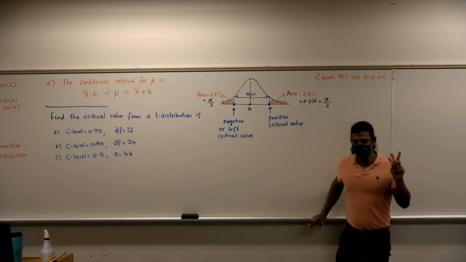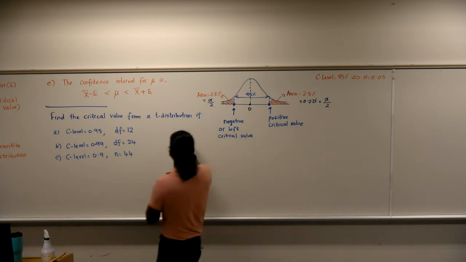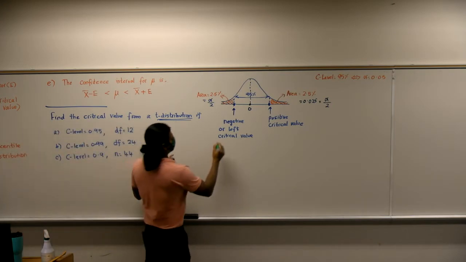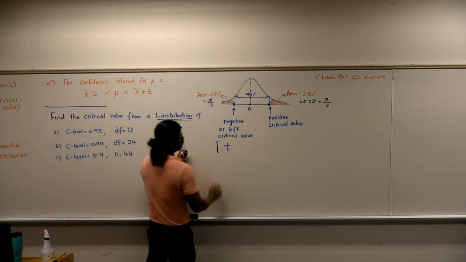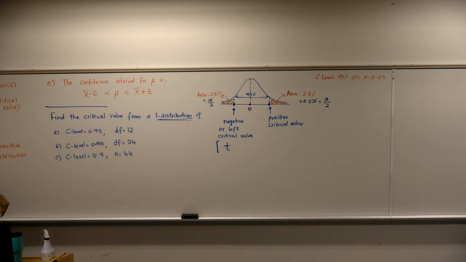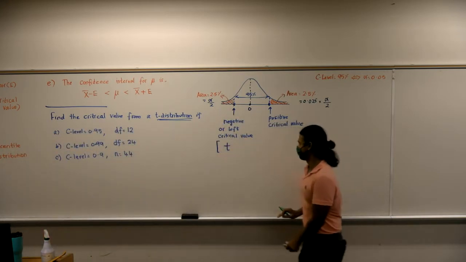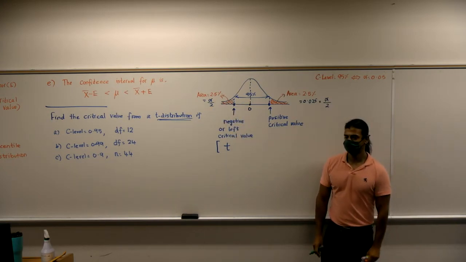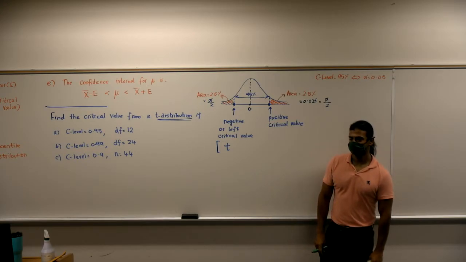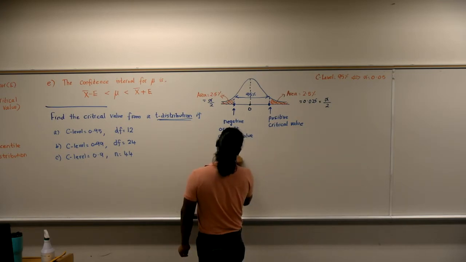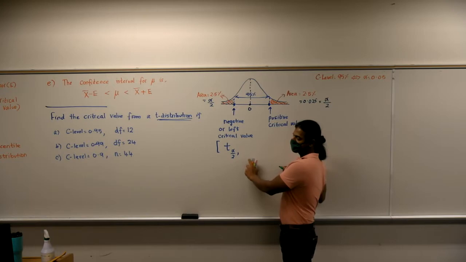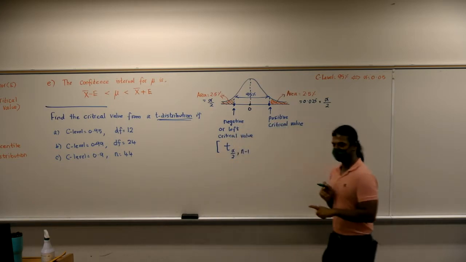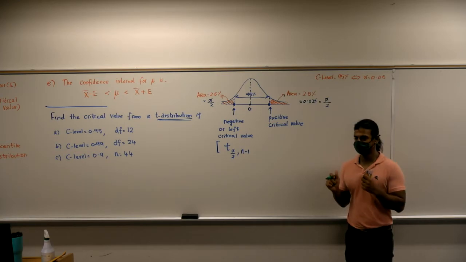The distribution is T, right? That's what we're talking about. It's a T distribution. So here is the notation. T subscript, the area below the negative or left critical value. What area do I have? The one shaded in orange. 1/2 alpha. And it requires another term, and that term would be the degrees of freedom. And in this case, it is just n-1. Good? That's the notation.